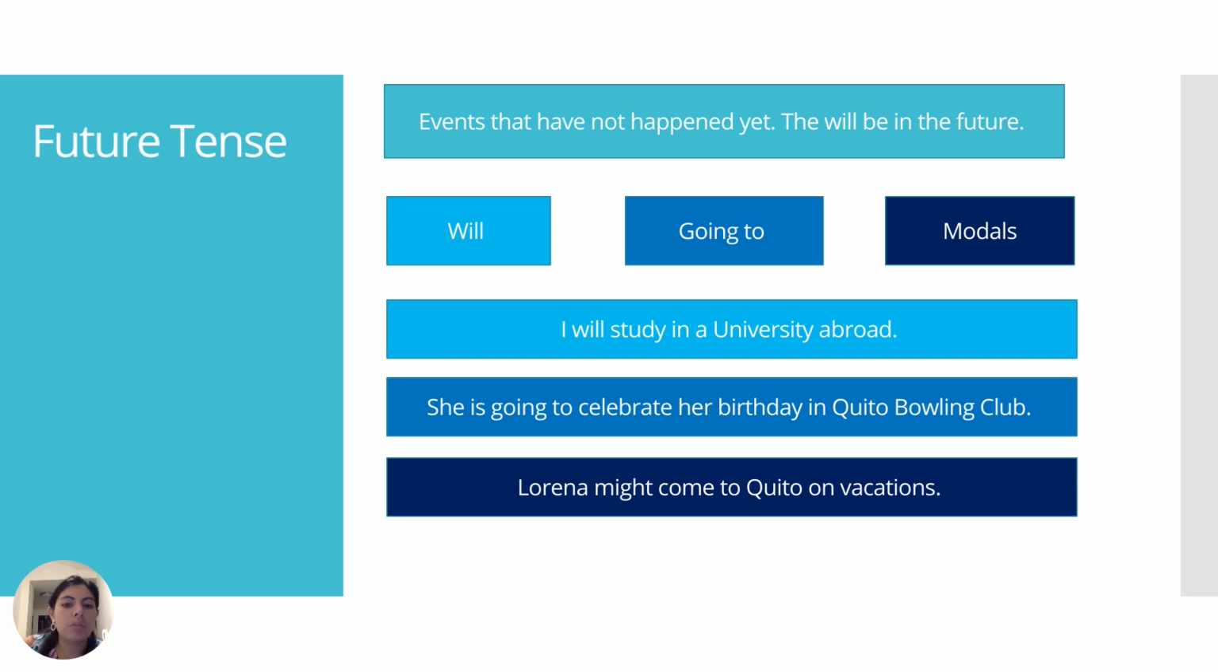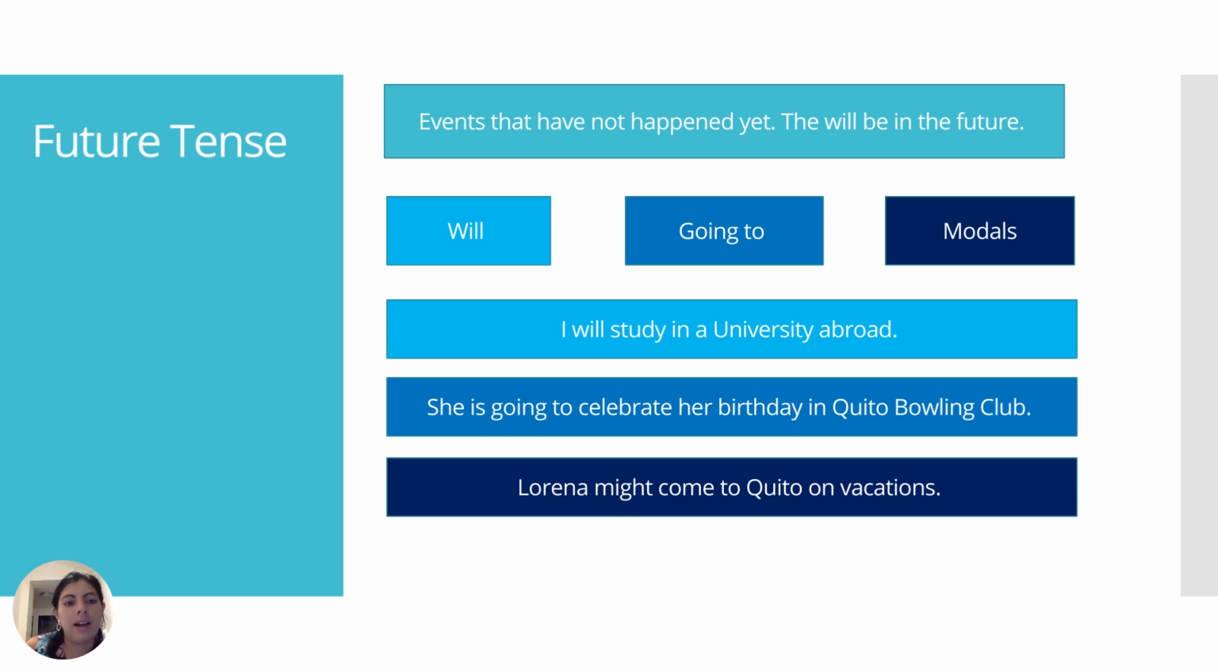Lorena might come to Quito on vacations. Okay, maybe Lorena has vacation next month or in a few months from today, so she might come to Quito on vacations. It is something that probably is not true, but probably an action that will happen in the future. It is a possibility. So all these three examples are talking about the future tense.